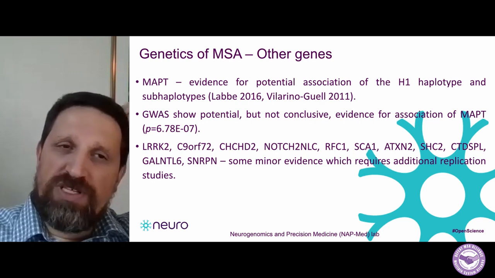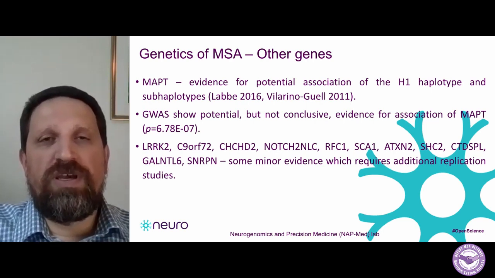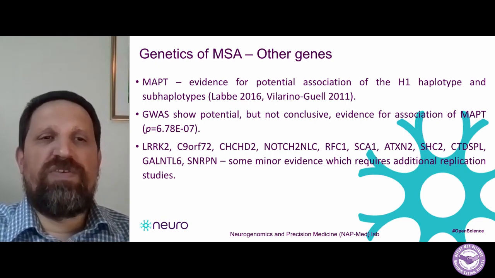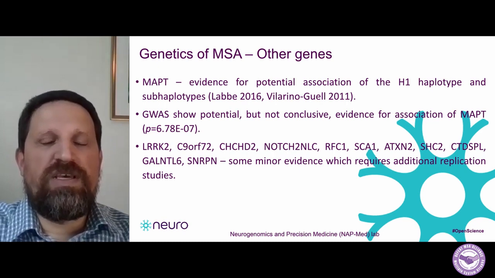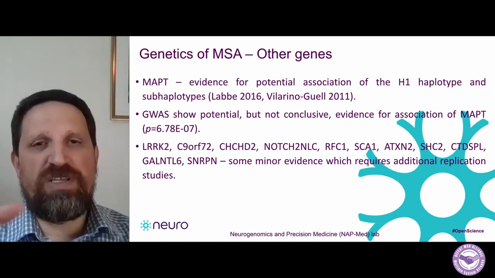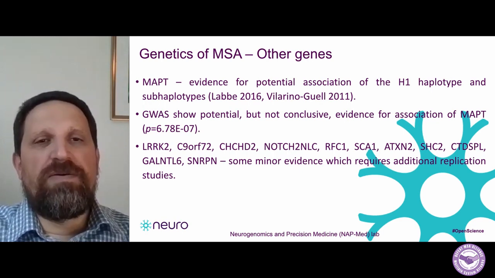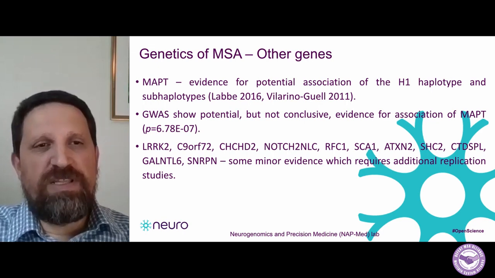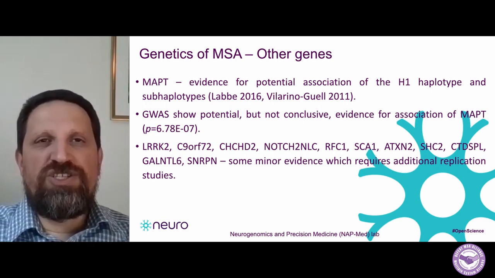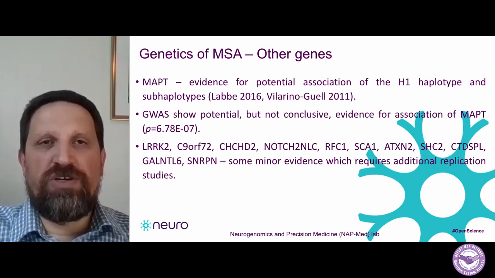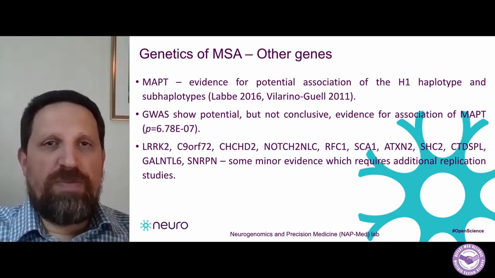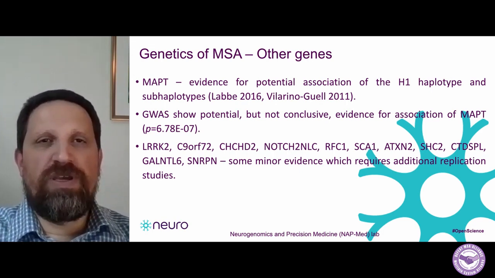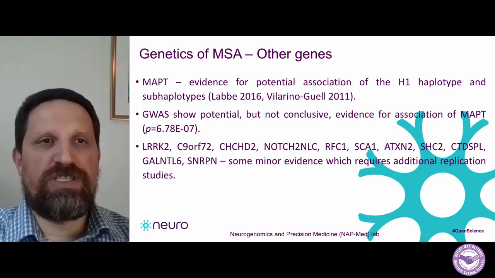If you look at the literature, there's a bunch of other genes that have been reported in MSA. Some of them are mentioned here. Some of them are single mutations, very rare. Some of them are what we call repeat expansions, a repetitive sequence within the gene that is elongated, that is expanded. But none of these genes have strong evidence for their association with MSA. So I put them here so we know that they exist, and maybe in the future, some of them will be proven to be real MSA-related genes.